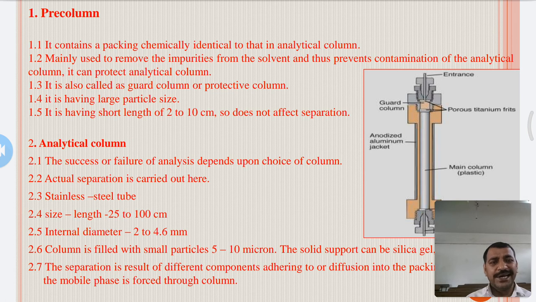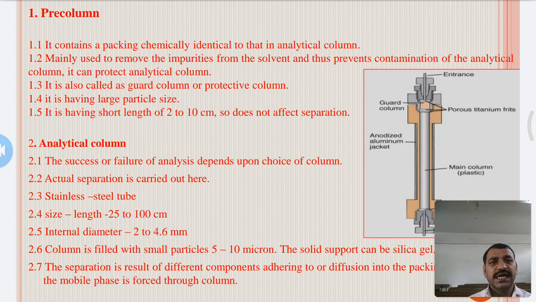Next is the analytical column. The success or failure of analysis depends on the choice of column. The most important factor affecting the success or failure of analysis is the choice of column, and its length depends on our types of analytes. The actual separation is carried out in this column. In the analytical column, the actual separation is carried out.